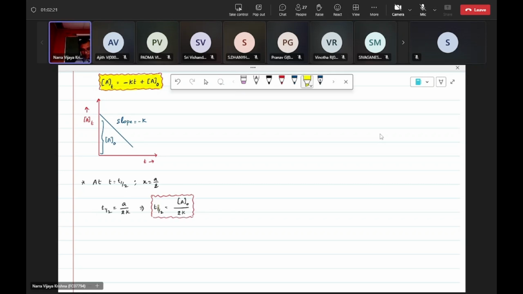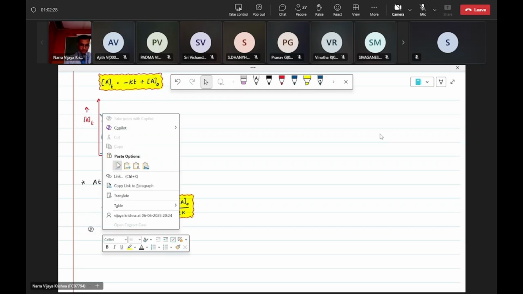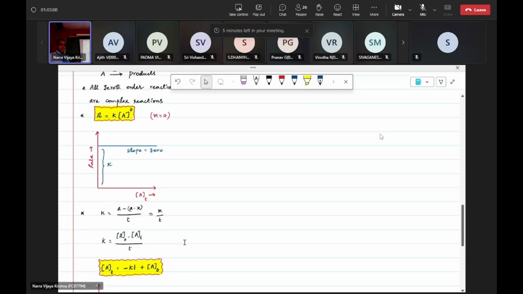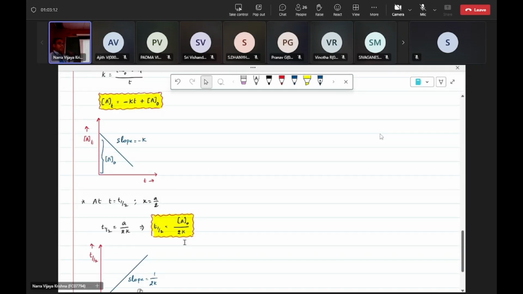Third type of graph we are plotting. Third graph is between t half versus A naught. How the graph is, sir? What is intercept? 0. Slope 1 by 2k. Correct? Slope 1 upon 2k. So we are discussing the integration method in which zeroth order we are done.